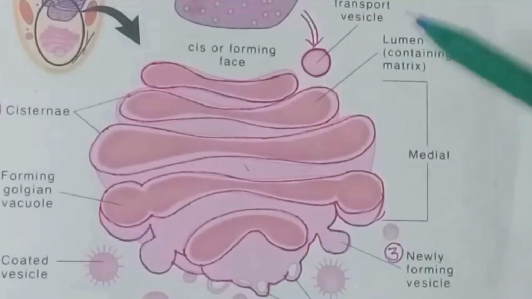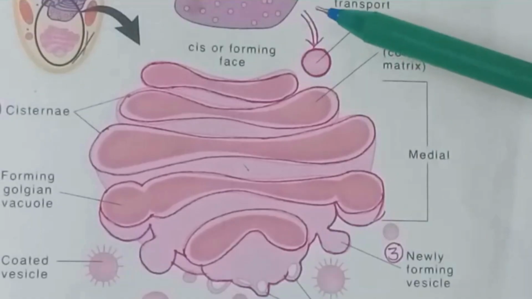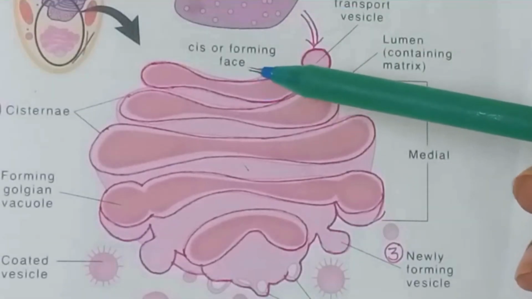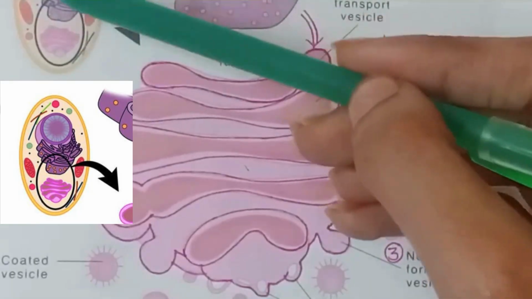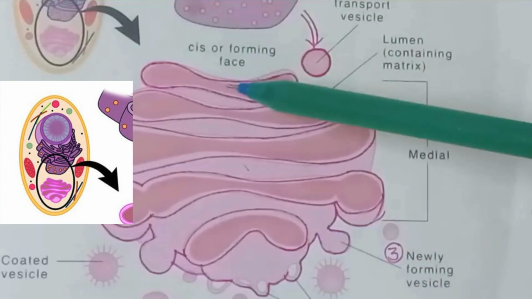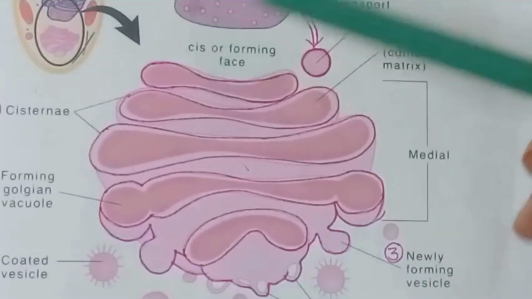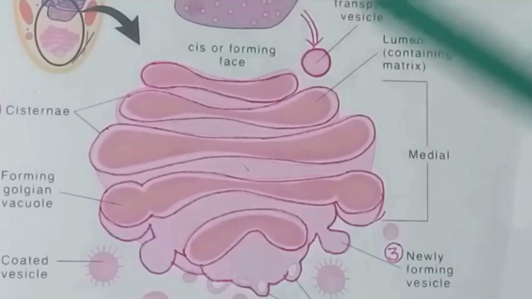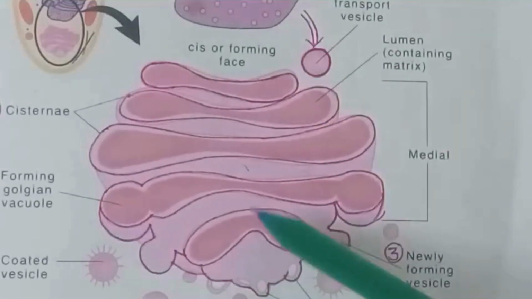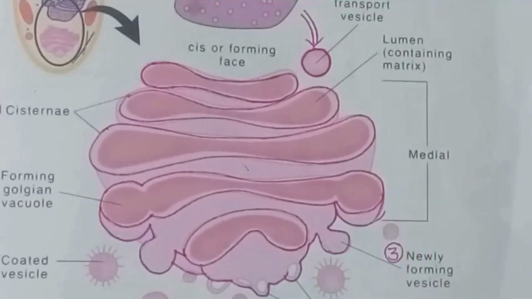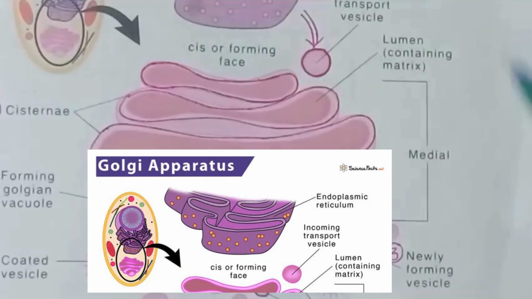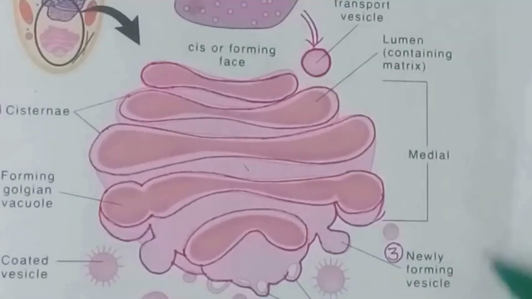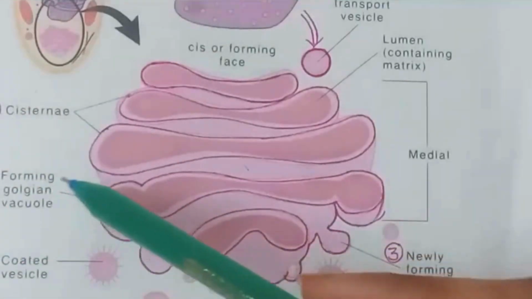Let's discuss the Golgi apparatus in detail. These are densely stained reticular structures which are present near the nucleus of the cell. They were first observed by Camillo Golgi in 1898. Coming to the structure of the Golgi apparatus, it consists of four parts: cisternae, which have a forming face, and tubules, vesicles, and Golgian vacuoles.